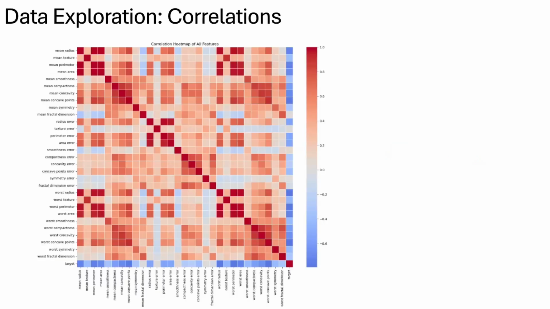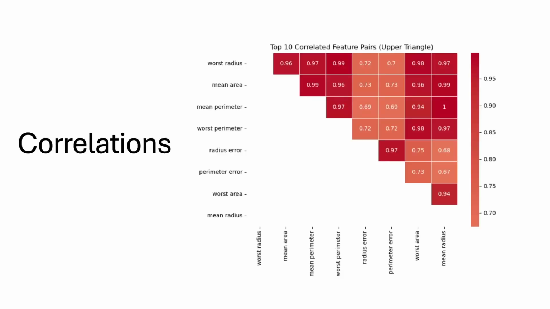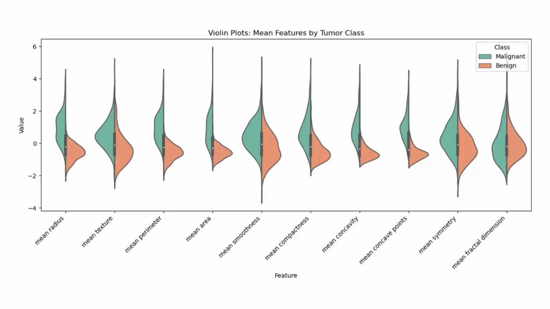The correlation matrix shows multicollinearity between some features, and looking at the top highly correlated features, we see that radius, area, and perimeter have a strong relationship. We then use violin plots to visualize the distribution of key features like mean radius across benign and malignant tumors.